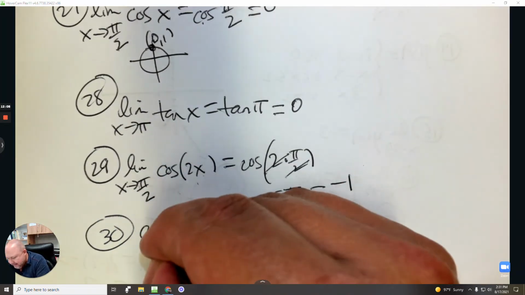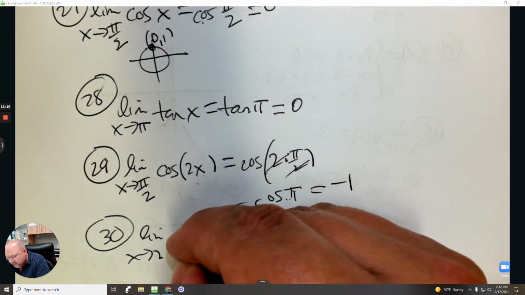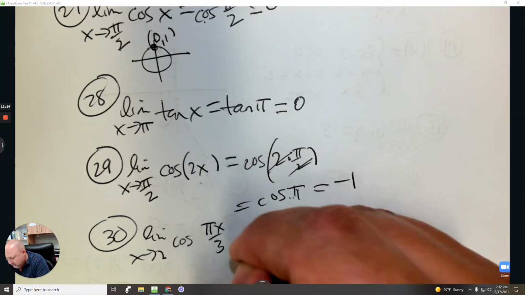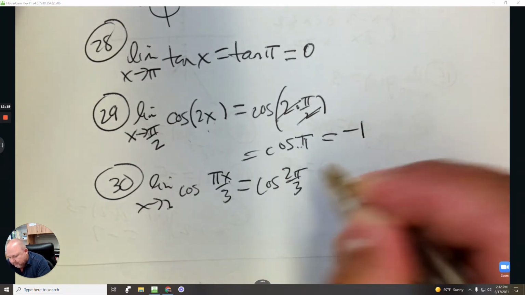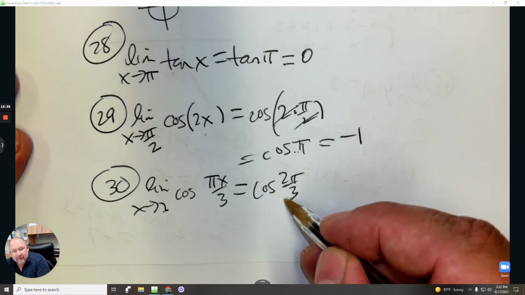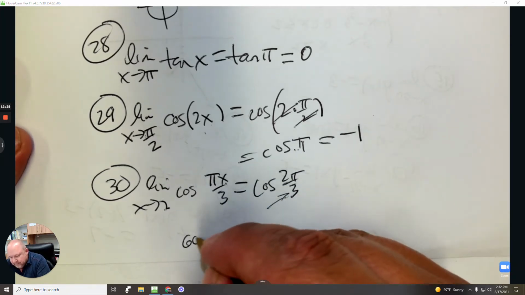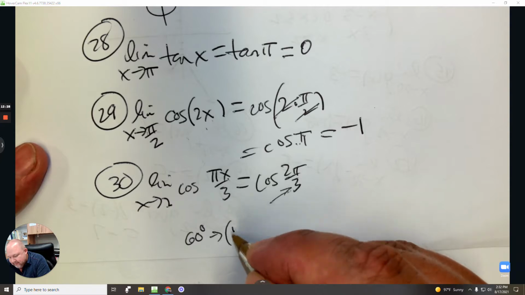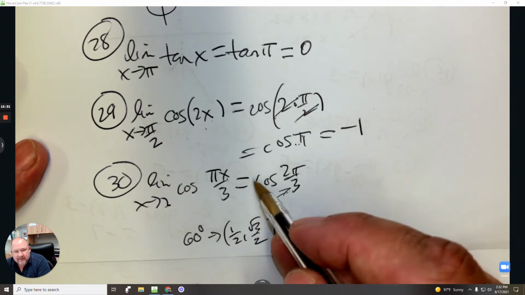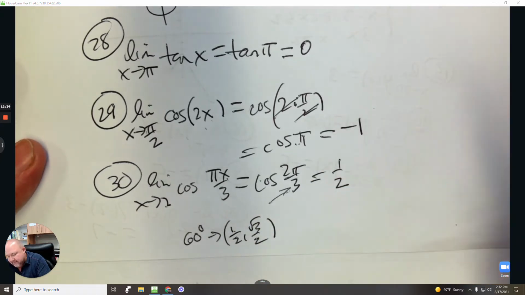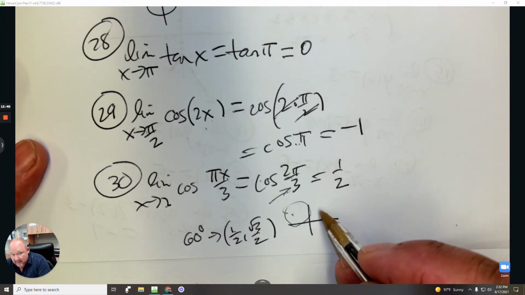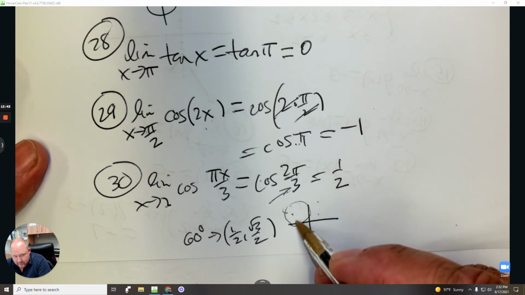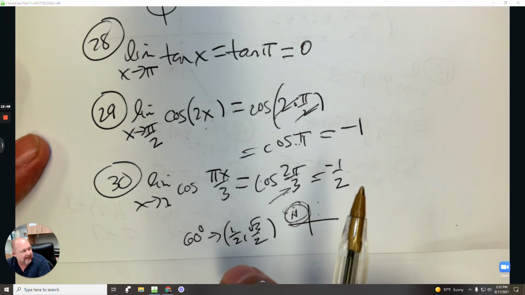The limit as x approaches 2, cosine of pi x over 3. So we're going to evaluate at 2. So that's the value of cosine at 2 pi over 3. I look at the denominator. That tells me it's a 60-degree reference angle, and the order is 1/2 and root 3 over 2. The x-coordinate there is 1/2. 2 pi over 3 is in quadrant number 2. So we count 1 pi over 3, 2 pi over 3. It's in quadrant number 2, which means the x-coordinate there is negative, so the answer is negative 1/2.